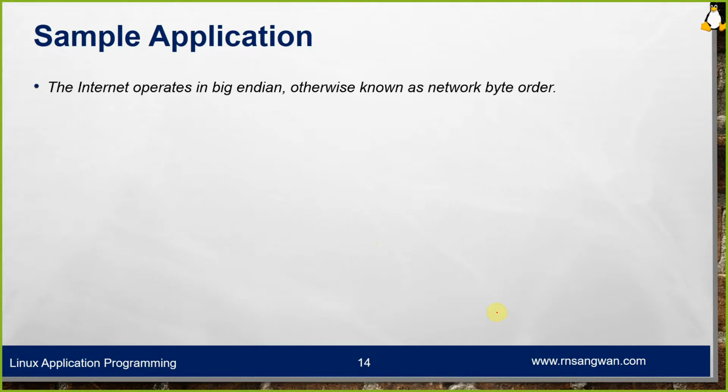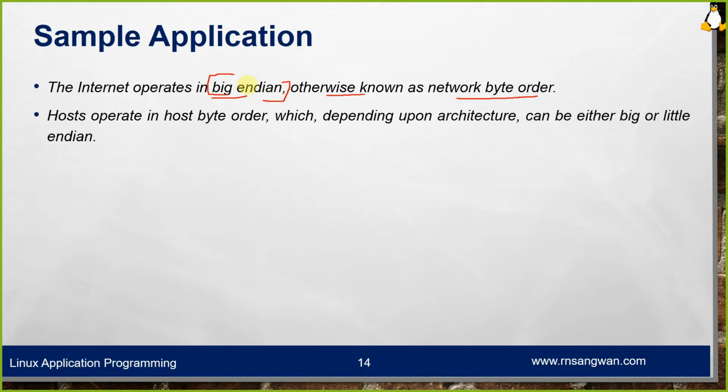The internet operates in big endian, otherwise known as network byte order. There are two options here, big endian and little endian. You can search the internet for them. They specify what byte order will be used. The host operates in host byte order, which, depending on the architecture, can be either big endian or little endian.